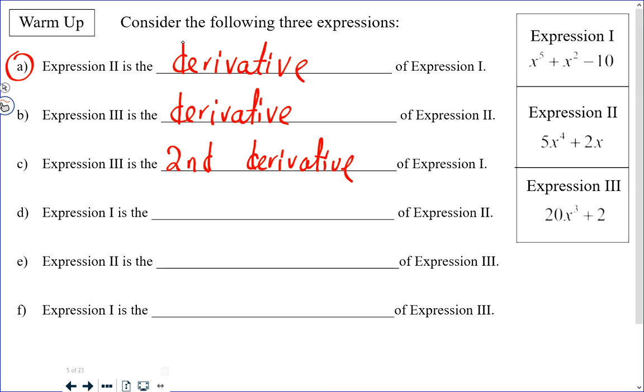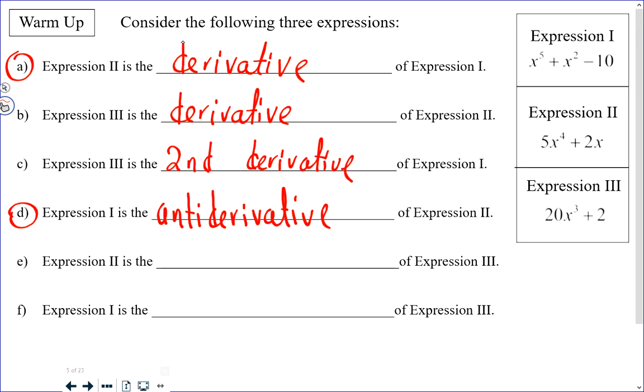So let's talk again about this first statement A. Expression 2 is the derivative of expression 1. That means that expression 1 is the antiderivative of expression 2. Expression 1 is the antiderivative of expression 2 because if you differentiate expression 1, you get expression 2. That's confusing, everybody. This is very, very confusing.